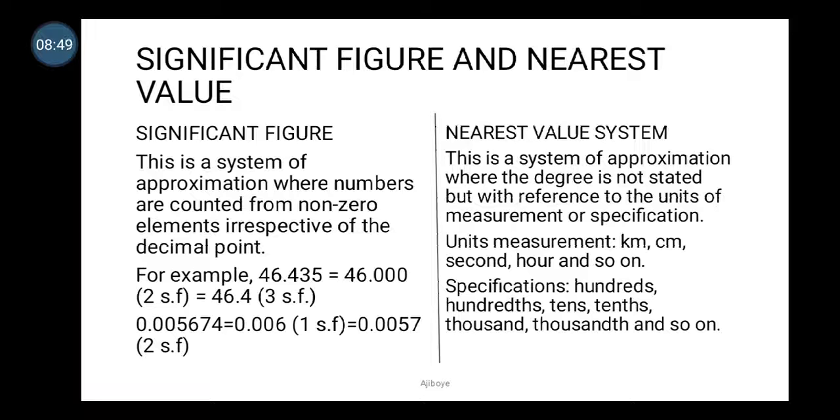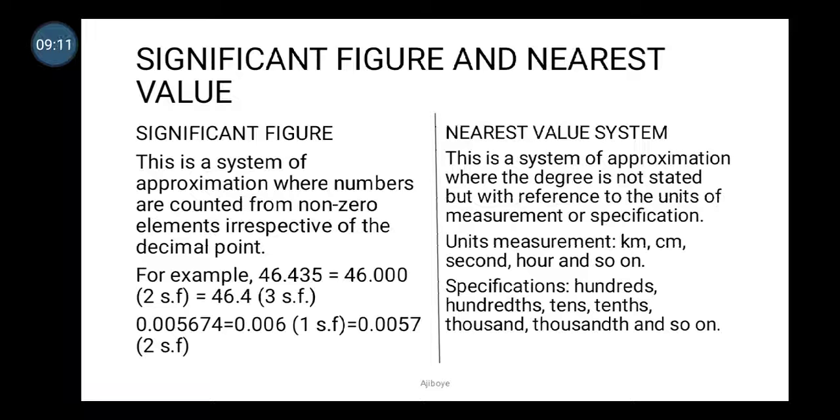So to approximate to 2 significant figures, that will become 46.000. And to 3 significant figures, you can count 3 figures there, and those 3 figures are considered significant and important. So to 3 significant figures, it will give you 46.4.